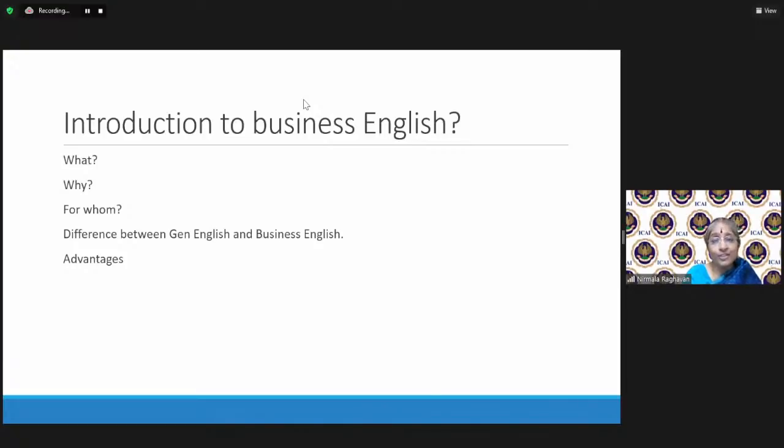For whom is this business English? It's for everybody who would want to go for jobs or who wants to be entrepreneurs. Okay? So differences between general English and business English is just what I said. Advantages, it gives you an edge over others. It helps you speak, communicate, speak or write effectively. It also helps you to communicate globally.